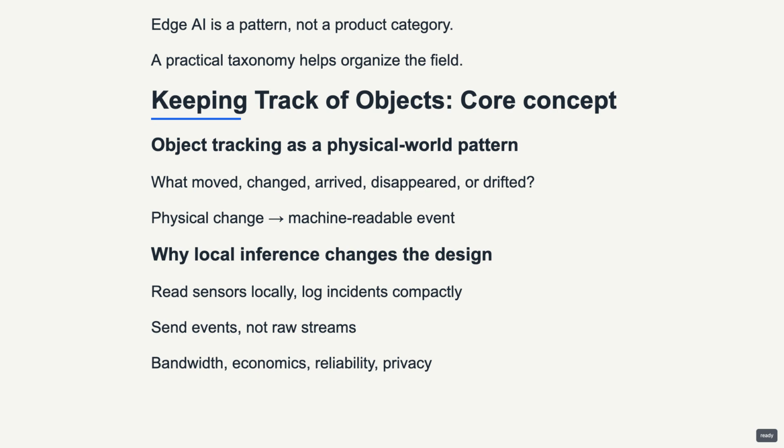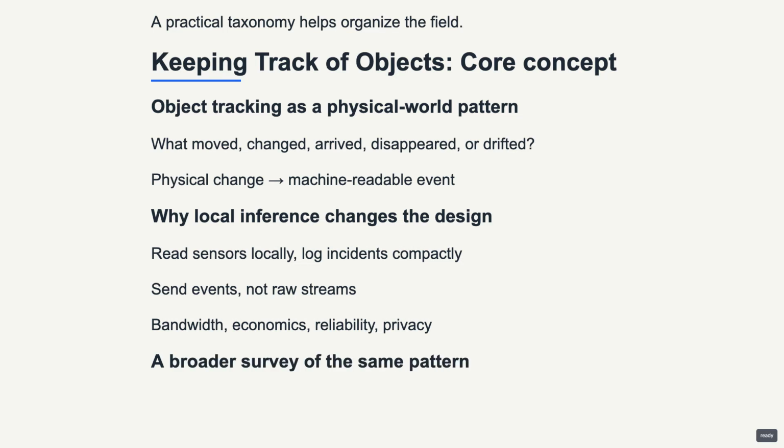The shipment monitor is only one case of a much wider pattern. The same local observe, local interpret, compact report structure appears wherever edge devices need to track objects or events in the physical world.